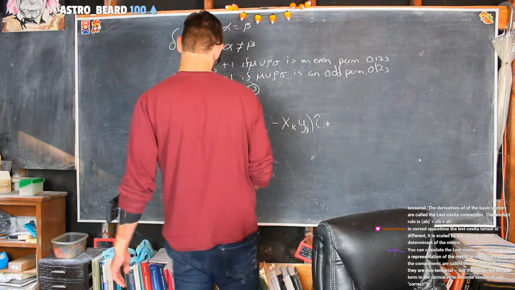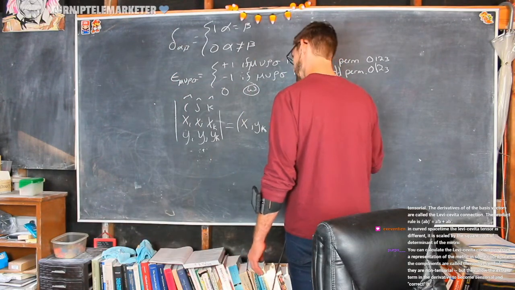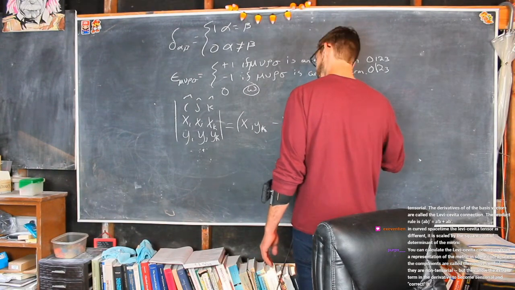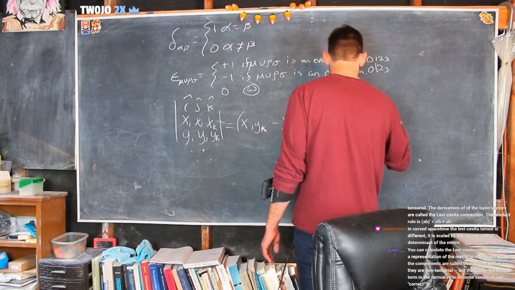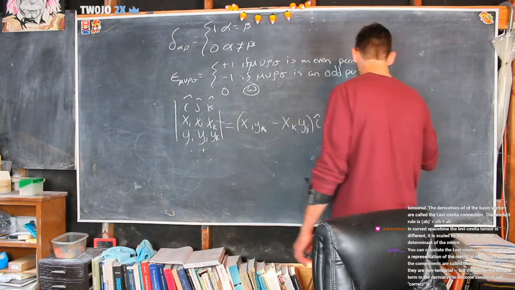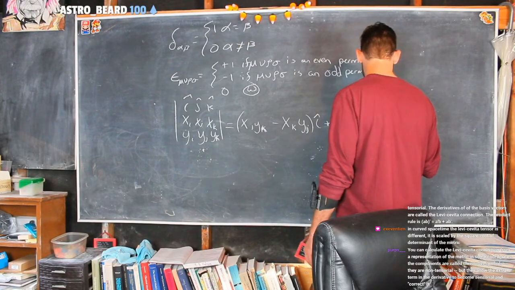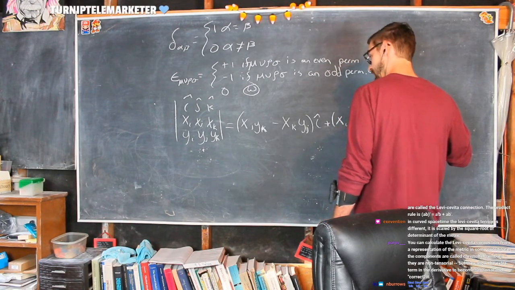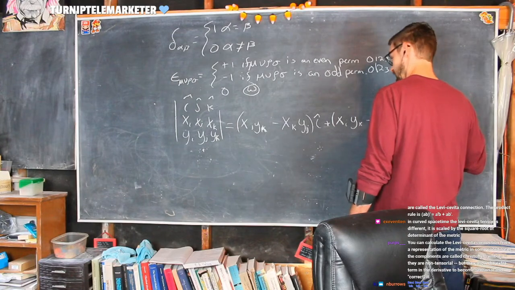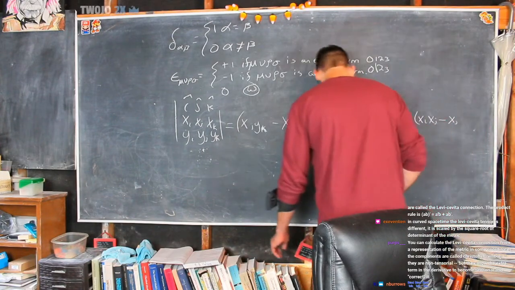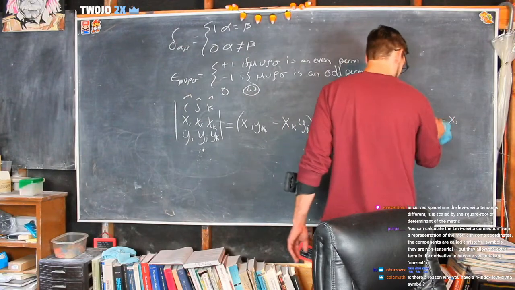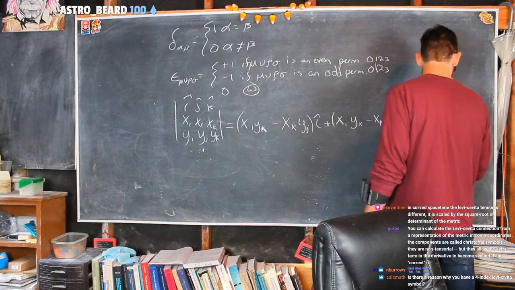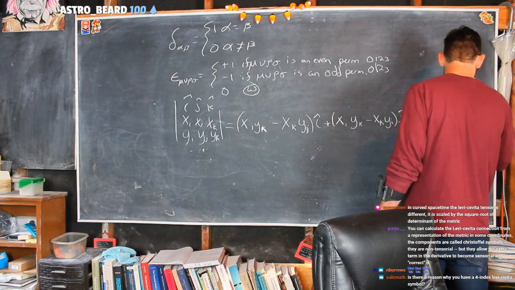Next is going to be xi, yk minus xk, yi times j. And then it's going to be plus the last one, which is going to be xi, xj minus x j, oh wait, I wrote too many x's, hold on. x i, y j, minus x j, y i, k hat.